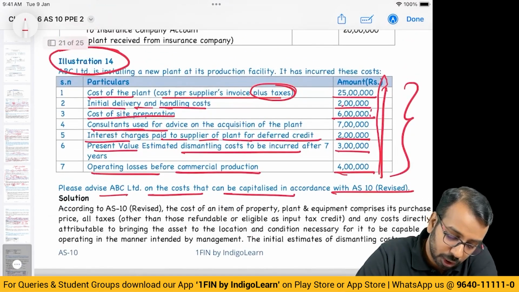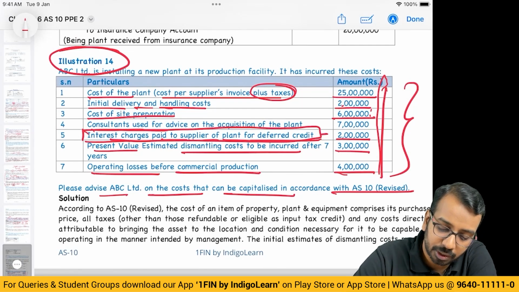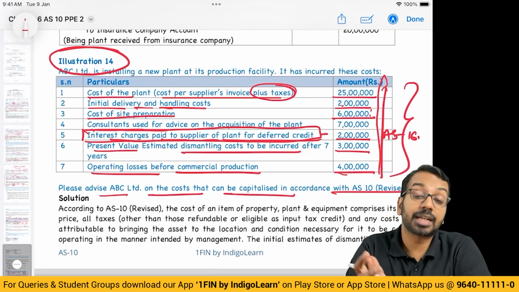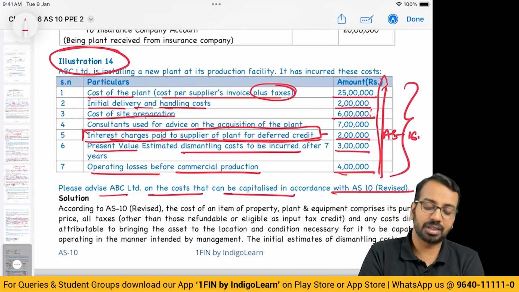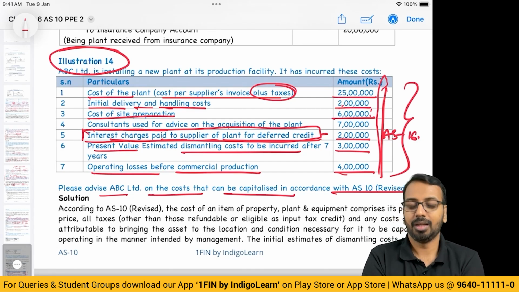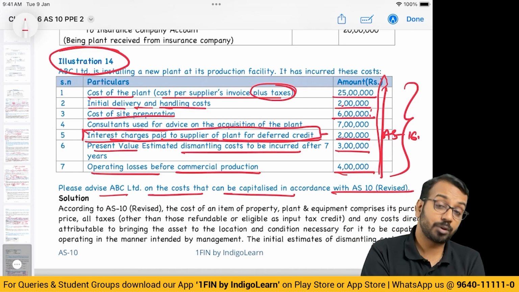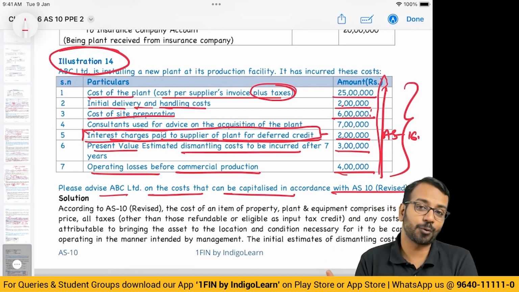Now, interest charges paid to supplier for deferred credit. This is your Accounting Standard 16. It is a part of your finance cost. Sir, can we capitalize this as per Accounting Standard 16? See, they have not told us whether the asset is qualifying or not. Unless they tell us that the asset is a qualifying asset or it will take a substantial period of time to get ready, we should not use extra brain. We should simply charge it to P&L.